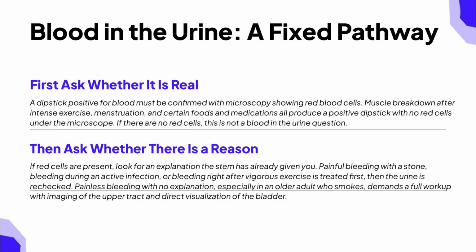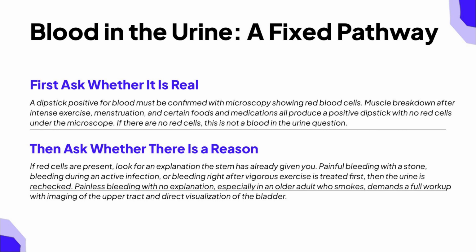Second, ask whether there's a reason. If red cells are present, look for an explanation the stem handed you. Painful bleeding with severe flank pain in waves points to a stone. Bleeding during an active infection points to the infection. Bleeding after vigorous exercise points to exercise. Treat the cause first, then recheck the urine.